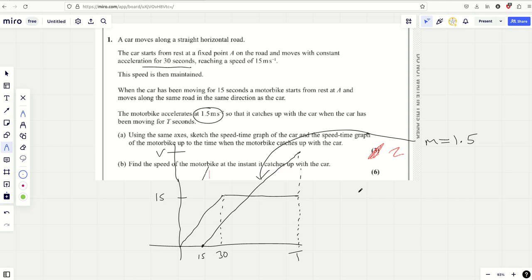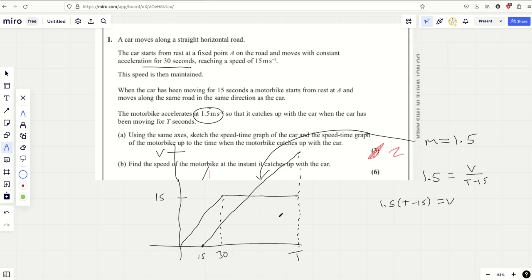Yeah, it's an interesting one because it means I'll have two equations, two unknowns. Because if that gradient's 1.5, well, what I can do is say gradient's worked out by rise over run. The rise is v. The run would be t minus 15, yeah? So that gives me an equation which is 1.5 times (t minus 15) equals v. Okay, that's one equation. I've got two unknowns, so I need another equation. What's the other equation I can find? Well, it's this trapezium here. I can say that this is the same as in this trapezium.